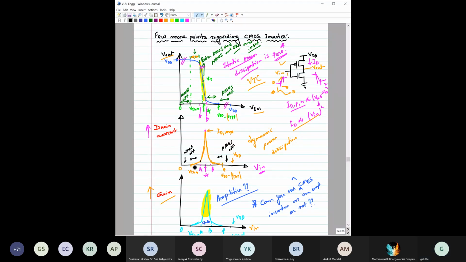what should be the characteristics? Because one transistor will be in saturation and the other would be in the triode region. And from region A to B, both the transistors would be in saturation, and the current would be maximum at this VT point only.